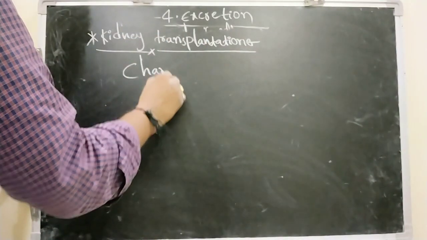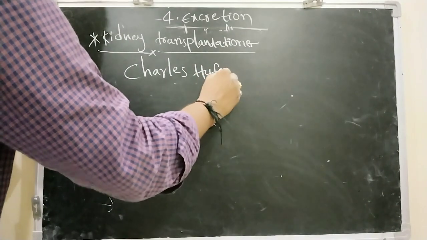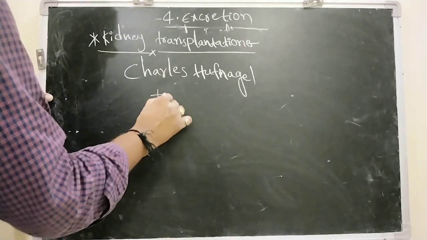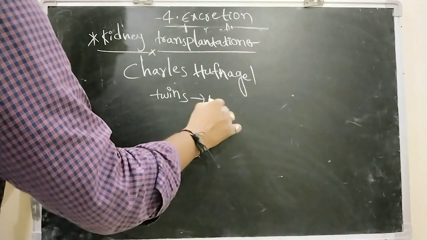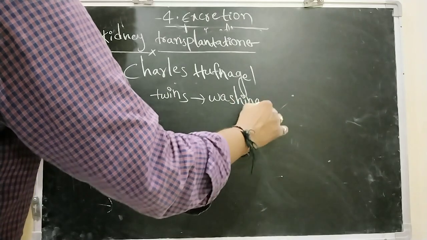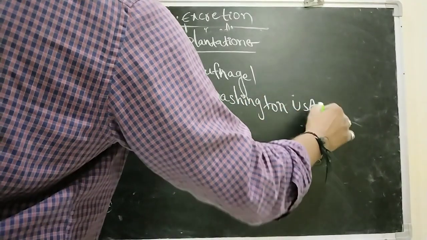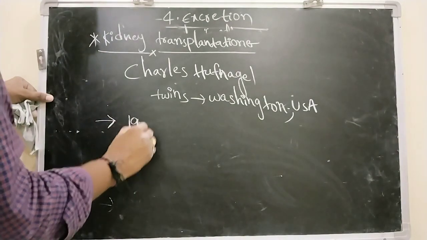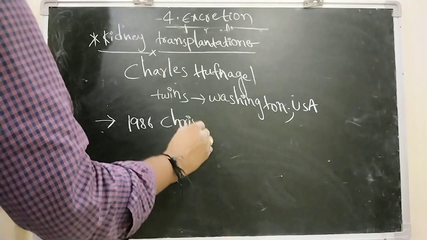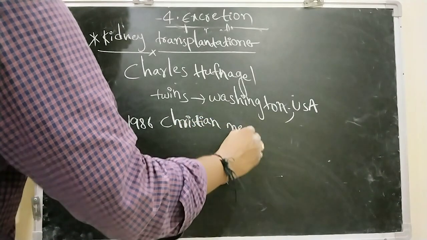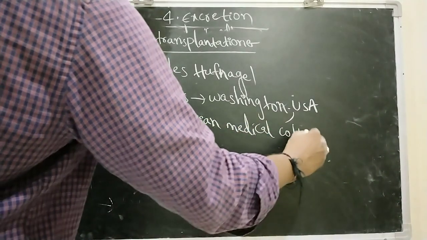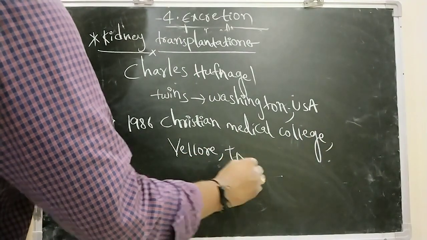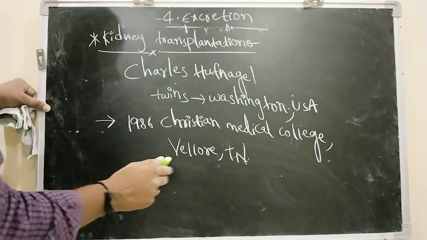Charles Hufnagel first performed kidney transplantation between two identical twins in Washington, USA. Later in India in 1986, at Christian Medical College, Vellore district, Tamil Nadu, the first kidney transplantation was done in India.